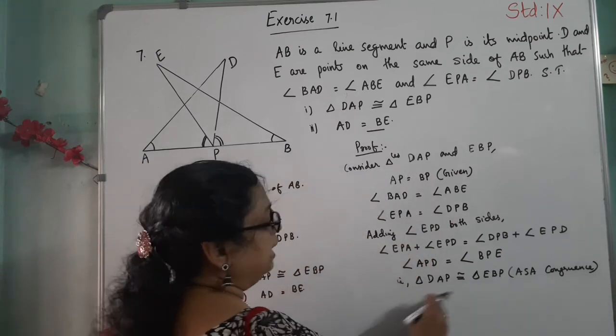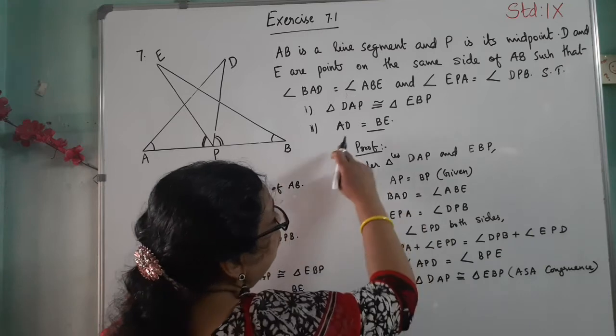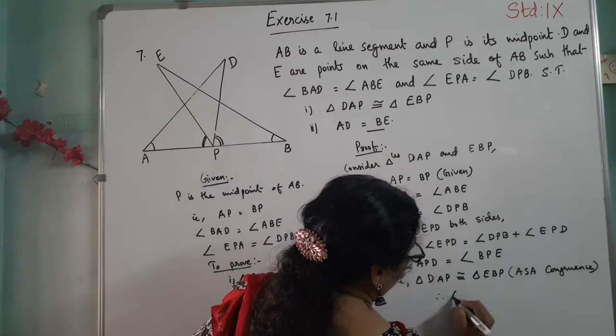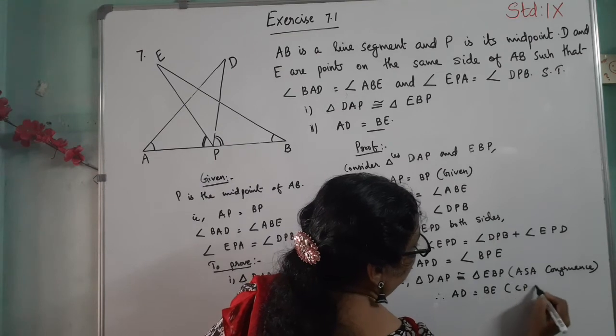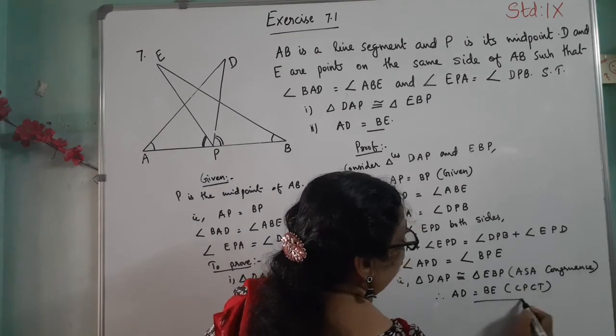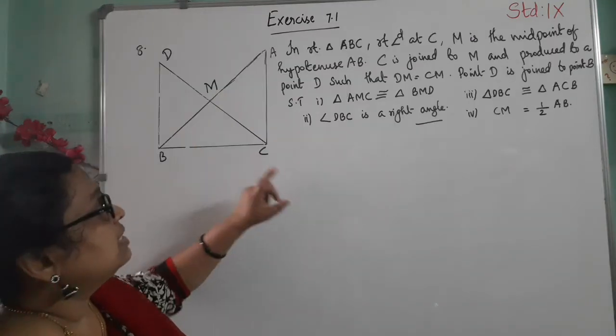So these two triangles are congruent, then the corresponding parts are also equal. So AD equals BE. Therefore AD equals BE, by CPCT, corresponding parts of congruent triangles. Okay. Last question of this exercise.